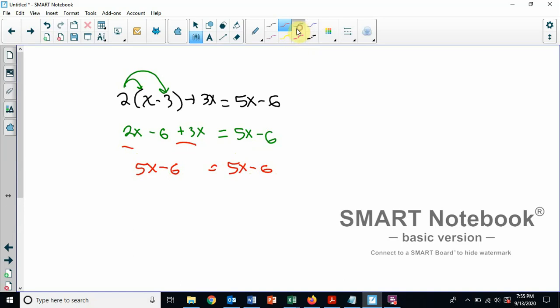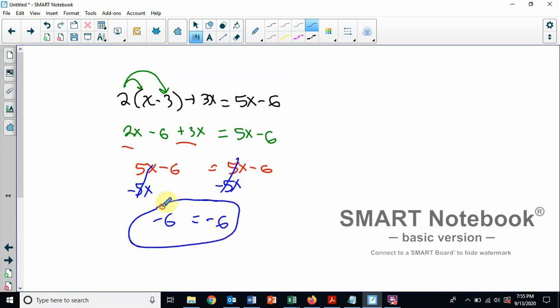And you can kind of see these special cases coming before you even make it to the end of the problem. But let's go ahead and finish it out, subtracting 5x from both sides to try to get the x's on the same side. And you will notice that both are gone, and you're left with -6 equals -6. In this case, this is a true statement. This is not the answer, because I don't have x equals something. I don't even know what x is. But it's a true statement. What this means is that it could be any number, or at least in this case, all real numbers.